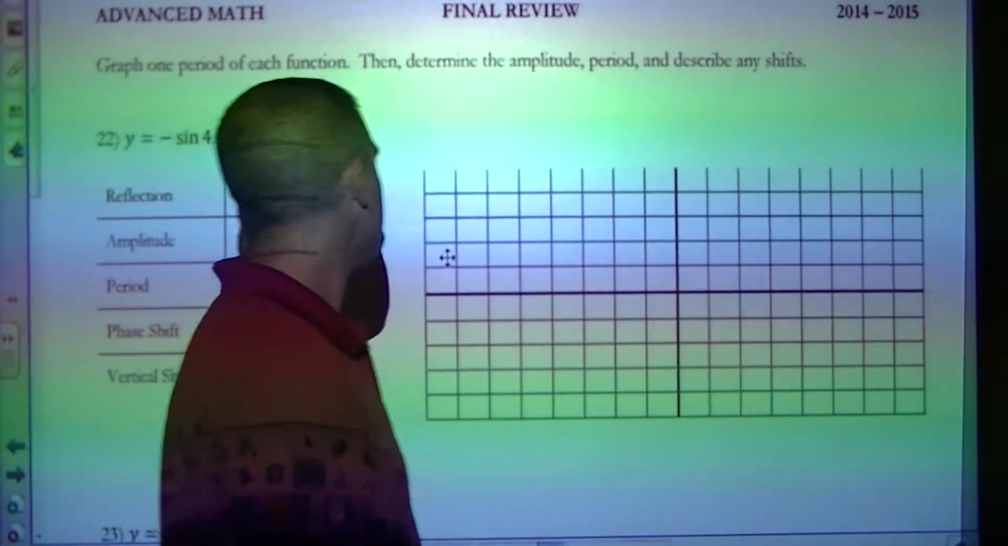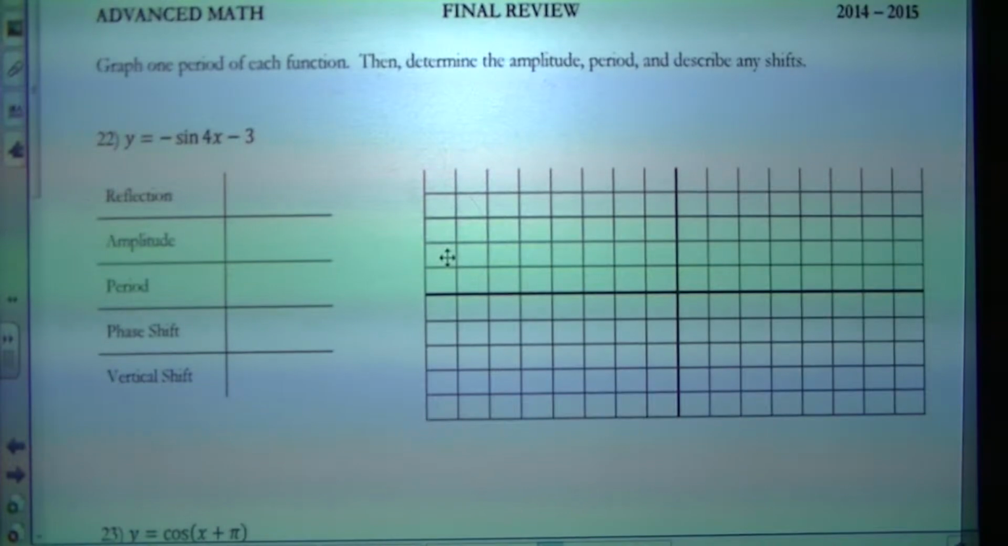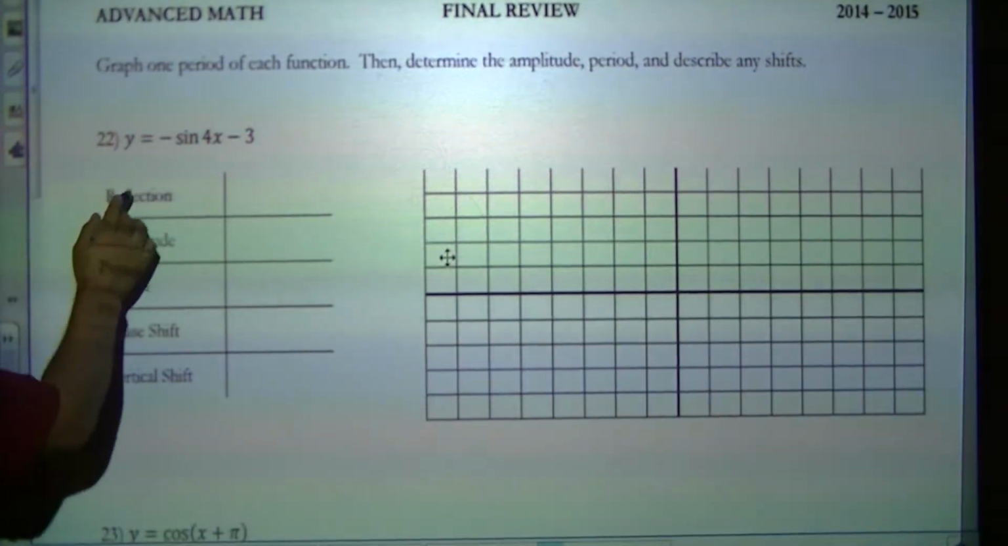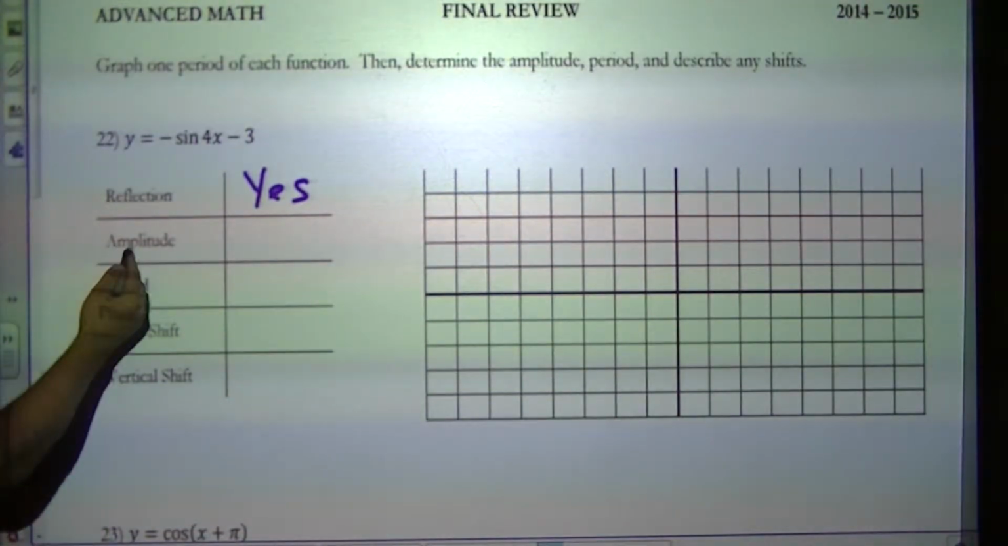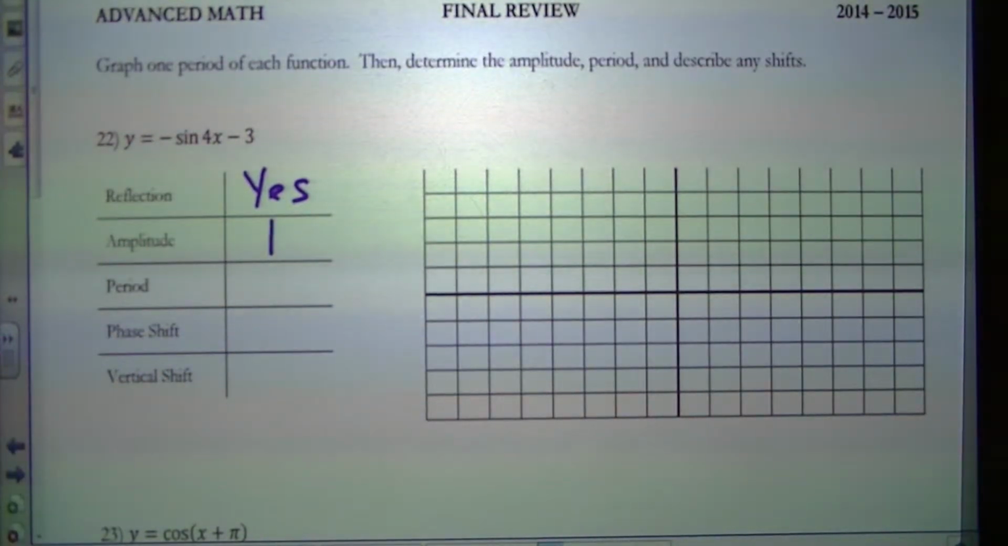Okay, we're gonna pick up at number 22. It's the sine, cosine, tangent functions. We will not have the secant one. All right, so for reflection, you'll have a reflection if there's a negative, so we're gonna say yes there. Okay, there's a reflection. The amplitude, we always put the amplitude as positive as 1.